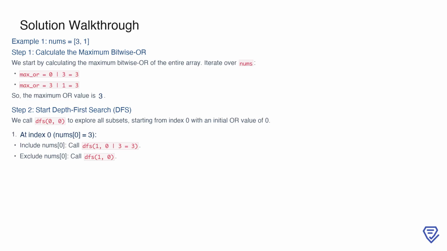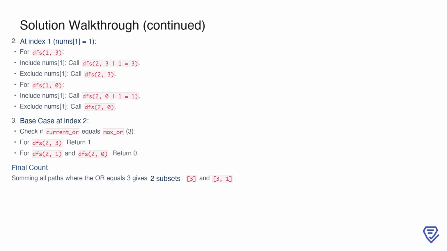Next, we begin our depth-first search, or DFS, to explore all possible subsets. The DFS starts at index 0 with an initial OR value of 0. At index 0, where the value is 3, we have two choices: include it in the subset or exclude it. If we include it, the OR becomes 0 OR 3, which is 3, and we proceed to the next index. If we exclude it, the OR remains 0, and we also move to the next index to explore further possibilities.